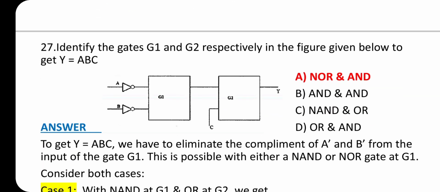The next question is 27. Identify the gates G1 and G2 respectively in the figure given below to get Y equal to ABC.